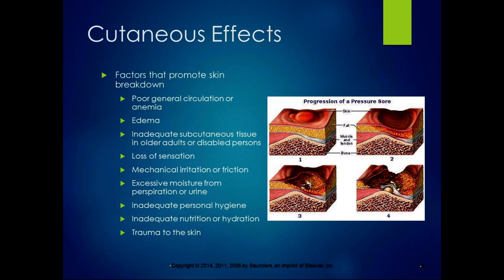You can have loss of sensation in the dependent areas. You can get mechanical irritation or friction. So if somebody's lying, they can get friction on their bony prominences, on the back of their heels and on their ischial tuberosities, in the back of their sacrum, that damages the skin. They can get excessive moisture from perspiration or urine because if they're unable to turn, the moisture's trapped between them and the surface. And if they're unable to turn, they also can't get up and use the bathroom, so there might be issues with urine and other body fluids.